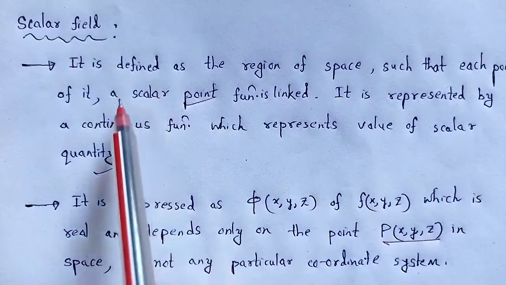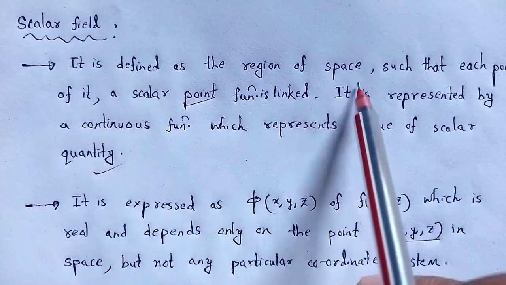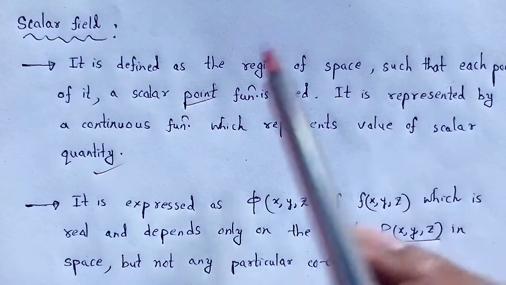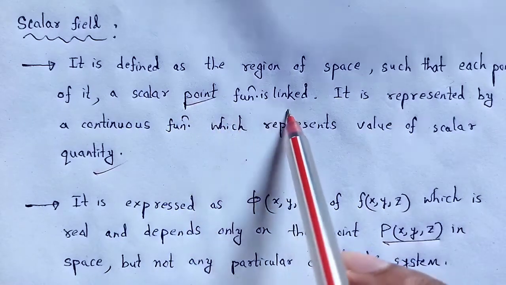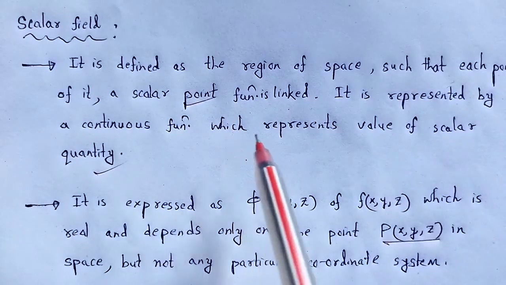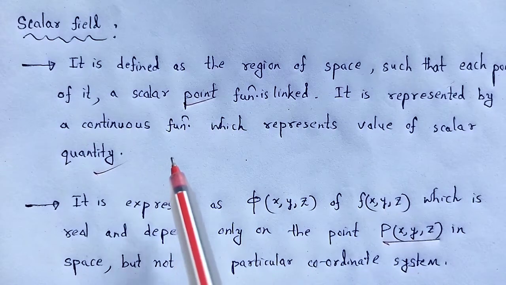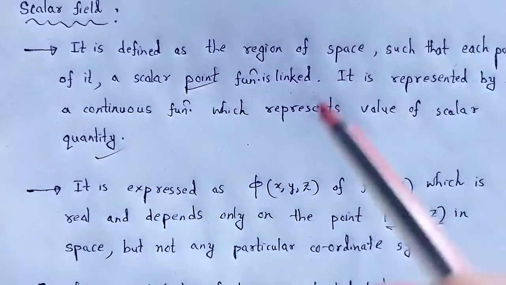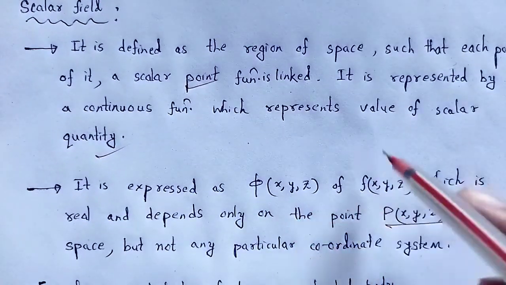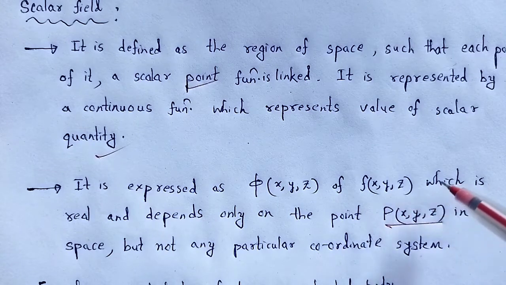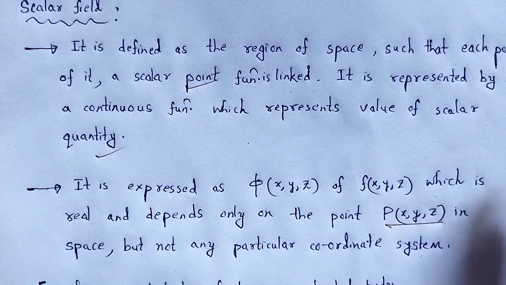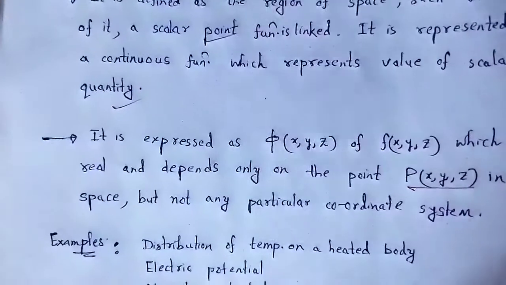What is a scalar field? It is the region of space in which every point is linked with a point function, represented by a continuous function which represents the value of the scalar quantity. It is represented by phi of x, y, z, which is f of x, y, z, a real function that depends upon the point P of x, y, z in space, but no particular coordinate system is involved.